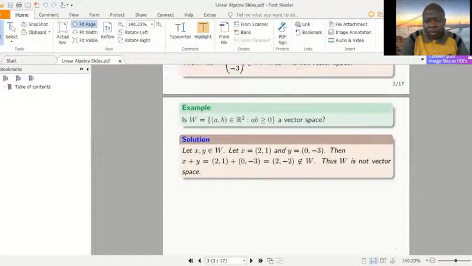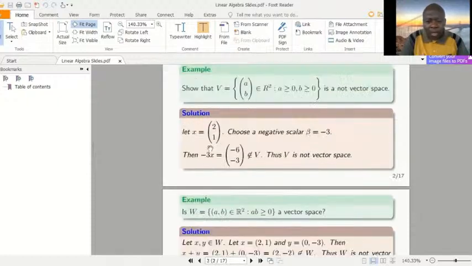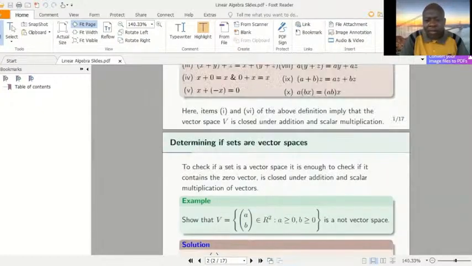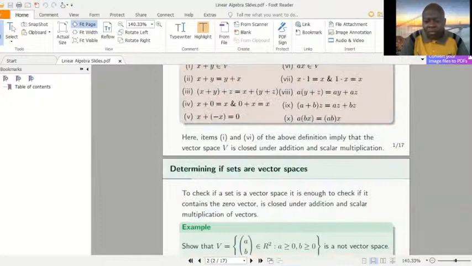Look at the example above. When I discovered that this set will not be a vector space, I let x be (2, 1), and then I chose a scalar and got the product. So you use a specific example when you discover that it will not be a vector space. Let me show you this one again. Those were the only examples we looked at.